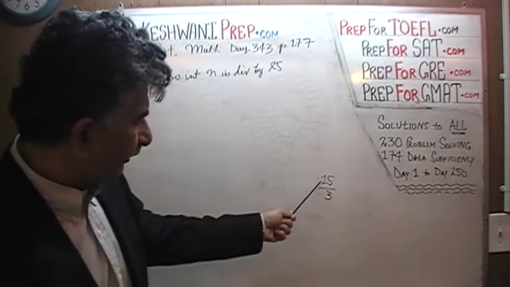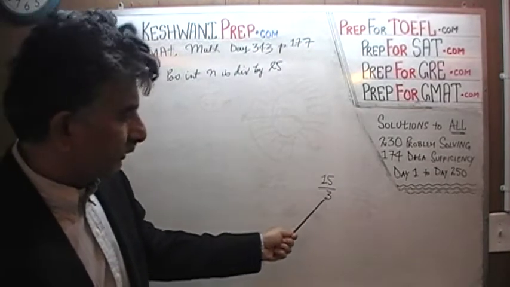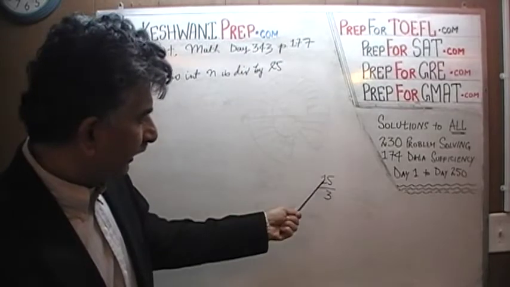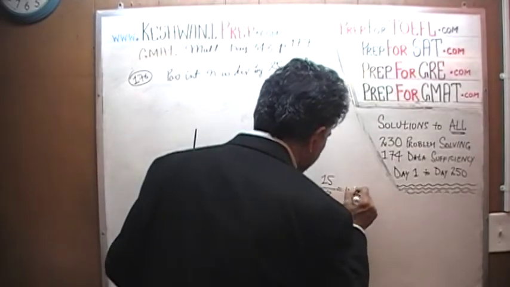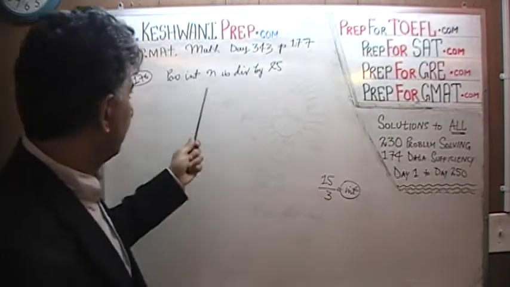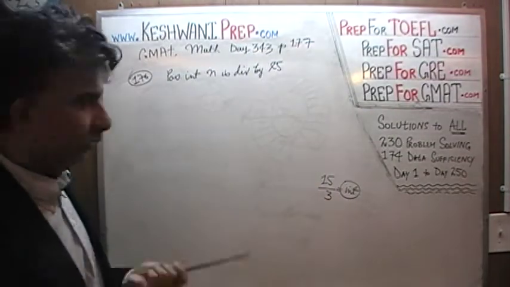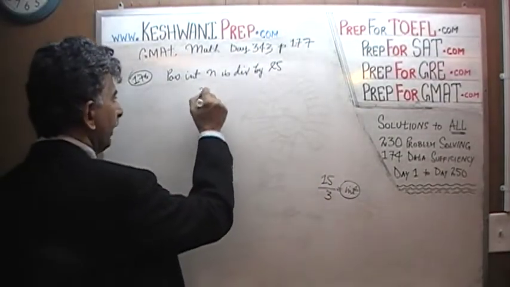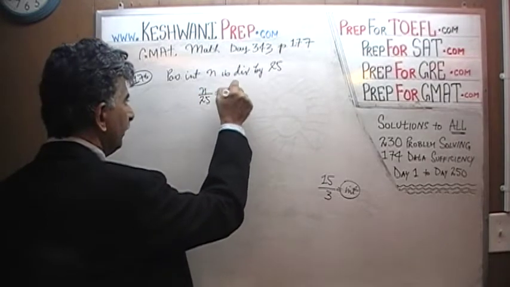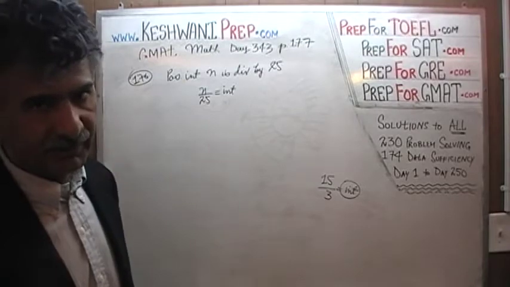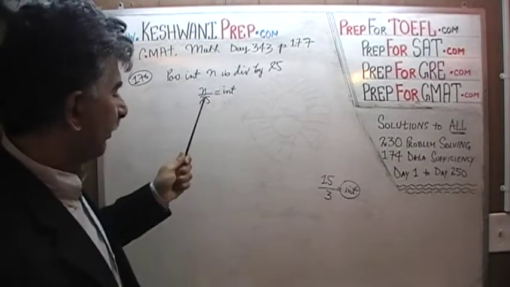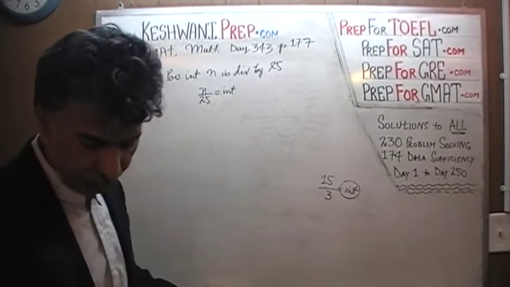If you are told that 15 is divisible by 3, what they're telling you is that the top number divided by the bottom number will result in an integer. It will be a whole number. That's what it means. N is divisible by 25, we are told. So we know now that n divided by 25 would have to be some integer. Of course, we don't know what that integer is, but it's got to be a whole number. It cannot be a decimal. It cannot be a fraction. N divided by 25 is a whole number. That's what we are told.